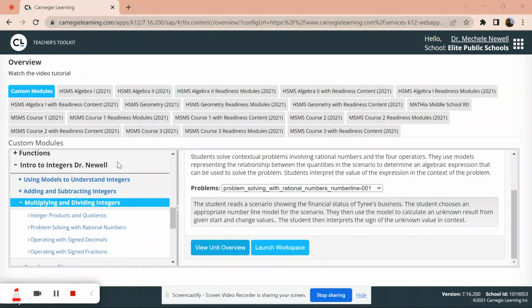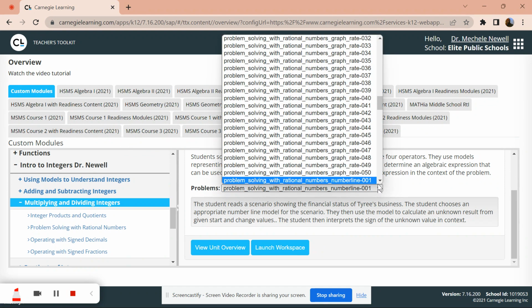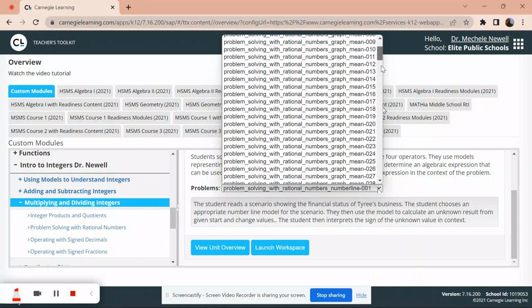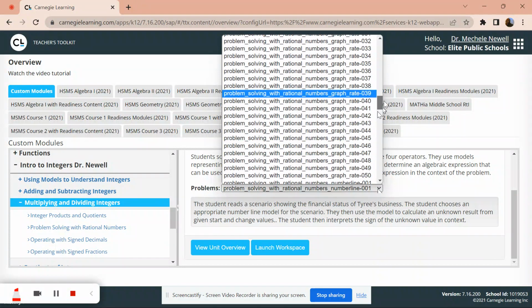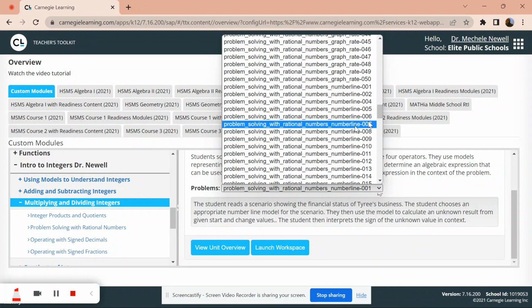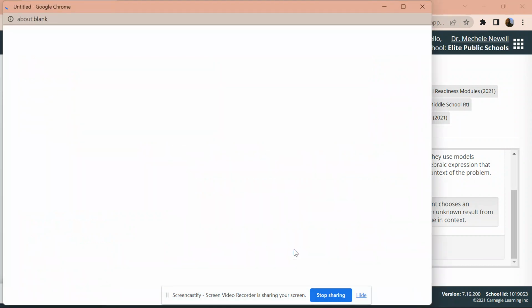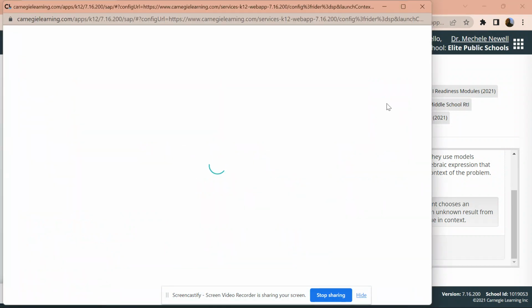I want to review from our intro to integers, multiplying and dividing integers, that's unit 3, workspace 2, problem solving with rational numbers. I am going to start with a problem that has a number line. There are also problems with graphs, graph rate and graph mean. I'm going to grab one of these problems first, and I'll probably make 3 separate videos. That way it will not become overwhelming to you.